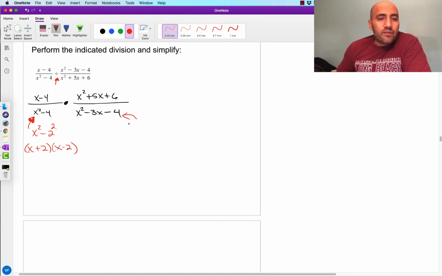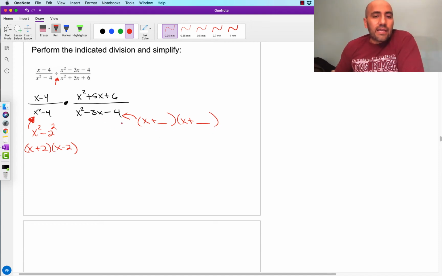Okay, how do we factor this guy? We need x plus blank times x plus blank. And I need to fill out the blanks. I need two numbers that multiply to -4, but add to -3. So -4 and +1 multiply to -4 and add to -3.